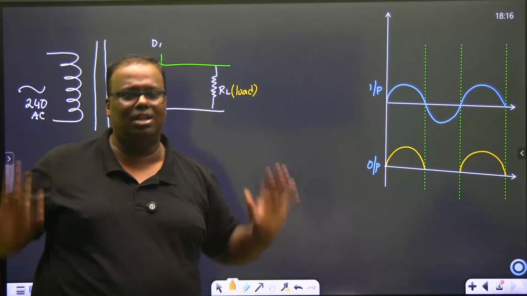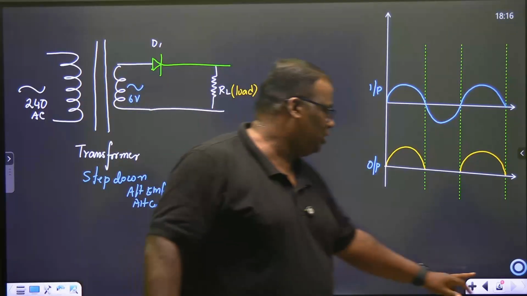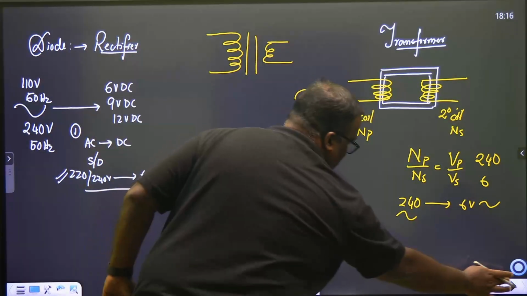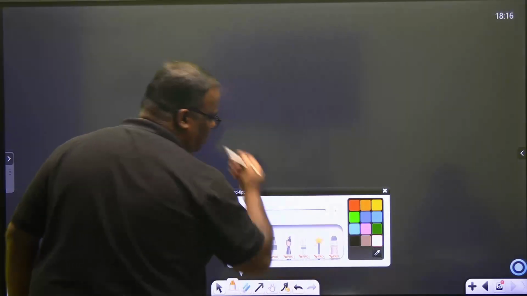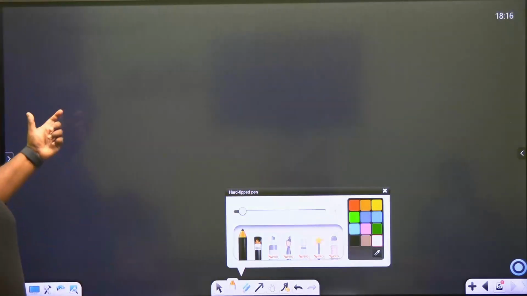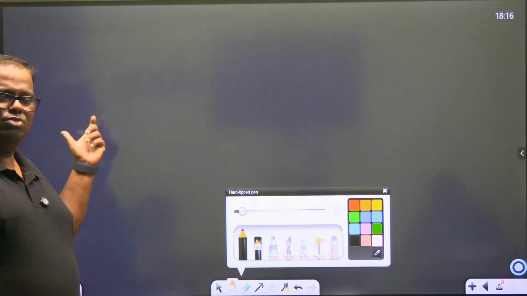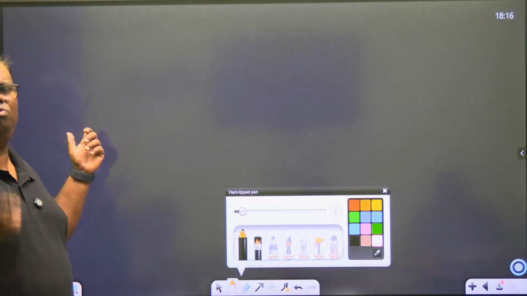This isn't doing our job. Now we need something which is known as a full wave rectifier. In a full wave rectifier, there will be a small change in the way the transformer will be. This is the transformer. The transformer that I showed you, we do get it in the market. But this transformer we will not use for rectification. This transformer we will use where we want low voltage AC.